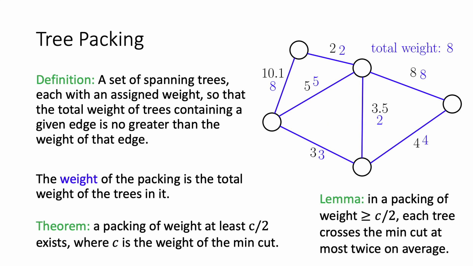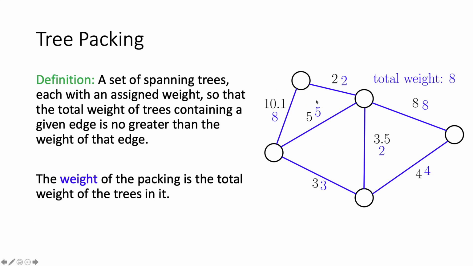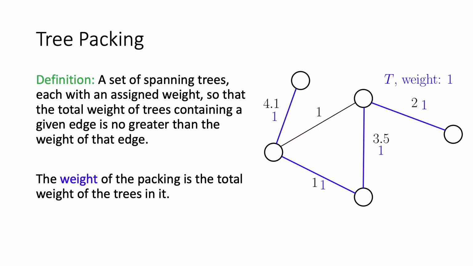And there's also a lemma by Carter, which says that in a packing of weight at least C over 2, each tree crosses the min cut at most twice on average. So let's try to unpack that lemma and see why that might be the case. If we look at our specific example, you see most of these trees in our packing are just going to cross the cut once, with the exception of this tree, which crosses the cut twice.